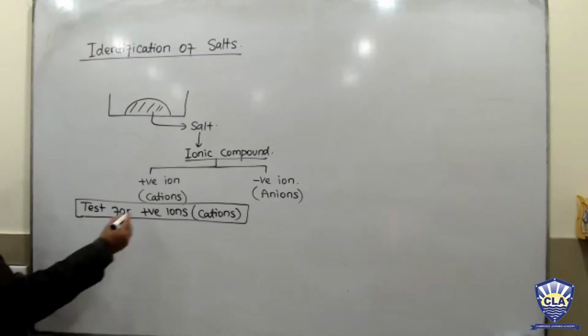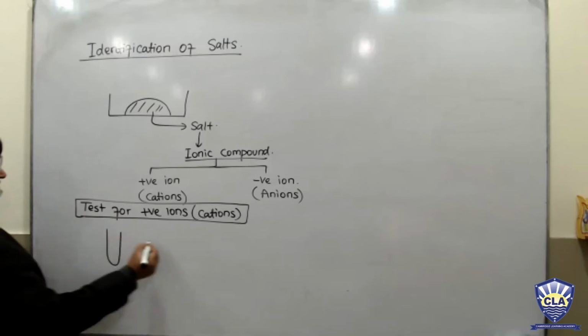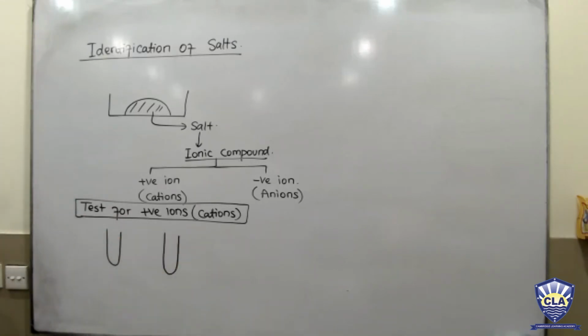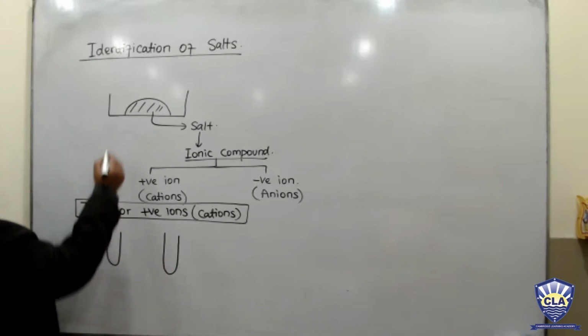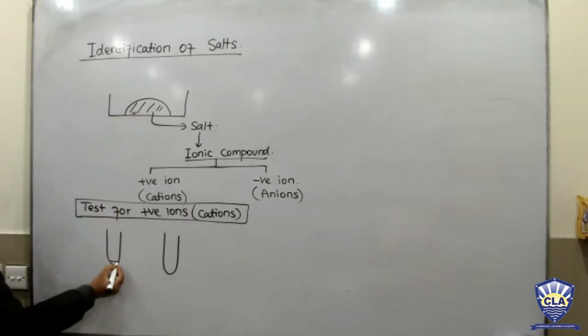Okay, my dear. To test the positive ion, what should you do? You have to take two test tubes like that. In both test tubes, just take a little bit of this salt and put the salt inside it.